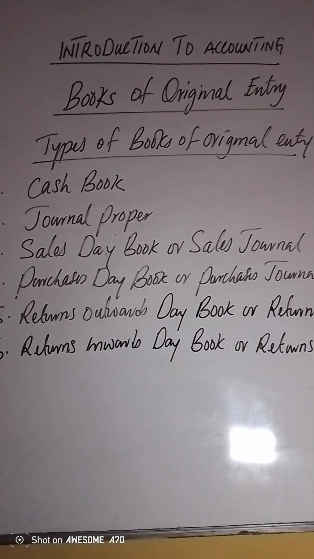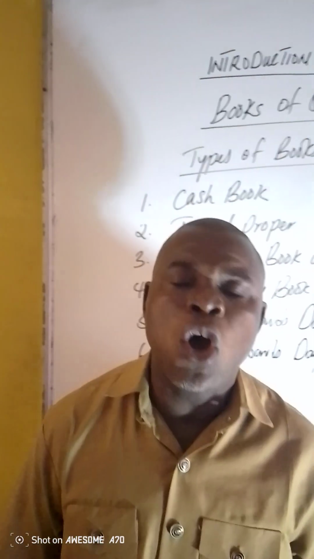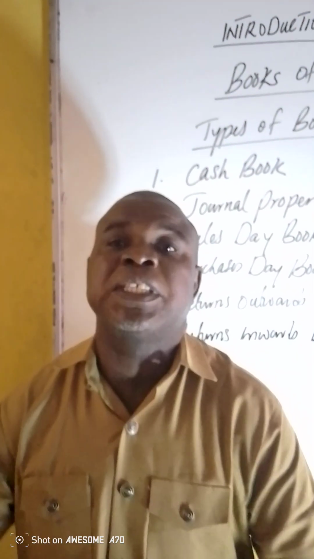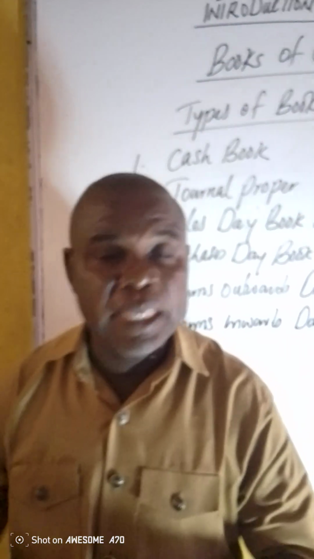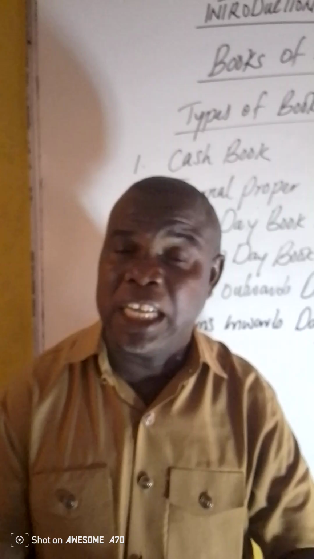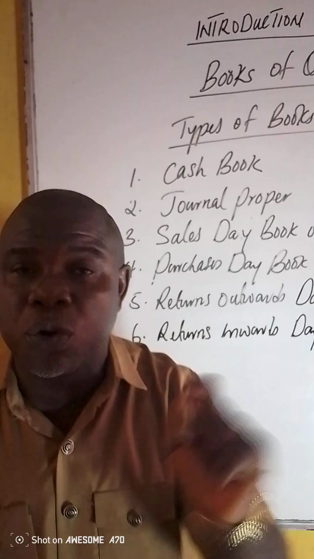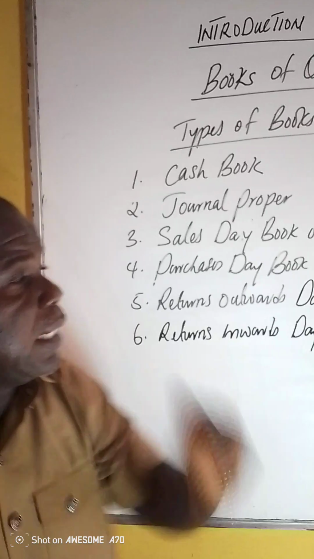Next is the purchases day book. The purchases day book is a book of original entry into which all credit purchases are recorded. That is, goods purchased on credit are recorded in the purchases day book, not non-current assets purchased on credit. The emphasis here is goods that are purchased on credit. Mind you, they must be recorded in the purchases day book.